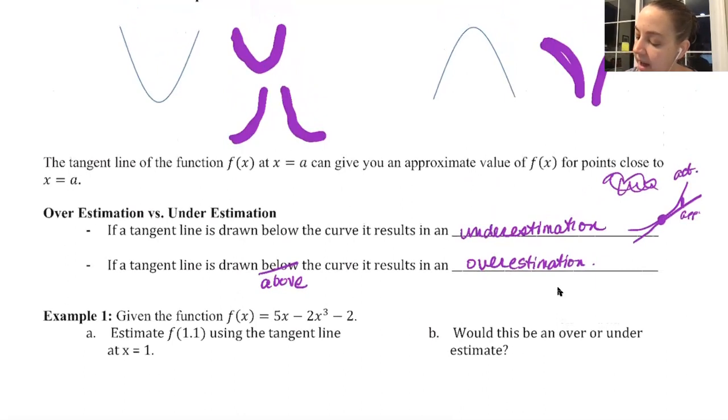And the other one, if I have a tangent line drawn above the curve. See, I didn't even look at my own typo. So here is my curve, tangent line is above. So if the tangent line is the approximation and the curve is the actual, now my tangent line results in an over approximation or overestimation. Okay.